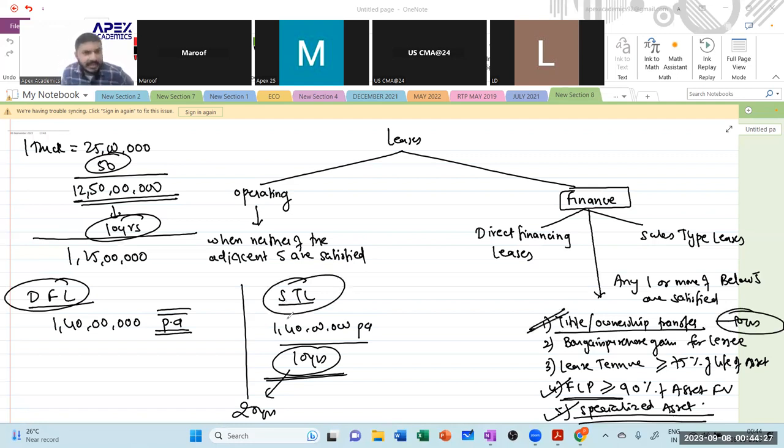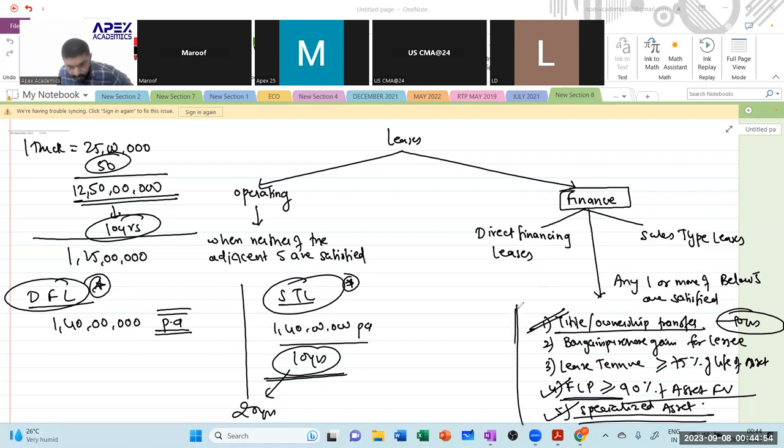So what is a sale type lease? A lease where essentially the title is transferred, and a direct financing lease is a lease where the future lease payment is greater than or equal to 90% of the asset fair value. These are direct financing leases and sale type leases, both of which are part of a finance lease. This concept has been clarified. I do not expect you to have questions on these aspects, but these are words that are used that are creating a doubt in one of our colleagues' mind. That doubt has been clarified.